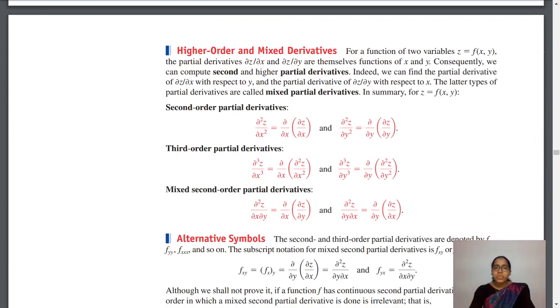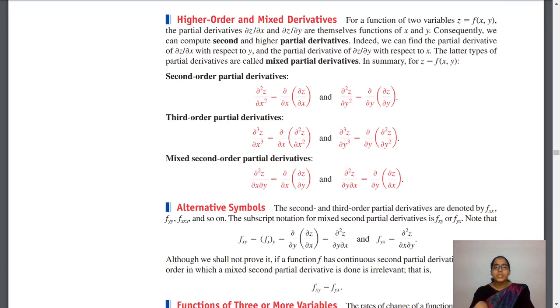So you can see that the second order partial derivatives will be dou square z by dou x square, which is equal to dou by dou x of dou z by dou x. That is, we partially differentiate the function we obtained, dou z by dou x, again in terms of x. And dou square z by dou y square is nothing other than dou by dou y of dou z by dou y. Then, in a similar manner, we can find third order partial derivatives. How can we do that? Dou cube z by dou x cube will be dou by dou x of dou square z by dou x square. Why? This dou square z by dou x square will again be a function of x and y, so we can again partially differentiate it with respect to x and y.